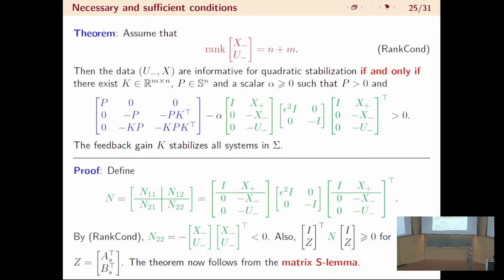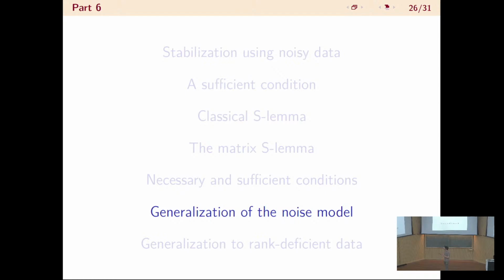But now I want to study two more generalizations of this theorem. The first one is a generalization of the noise model. So I want to generalize this assumption that the norm of W minus is less than or equal to epsilon. And the second generalization is going to be to rank deficient data. So we're not going to make this assumption on the [X minus, U minus] data. We're going to drop that, and still I want to obtain a necessary and sufficient condition for informativity for quadratic stabilization. How to do that? First, I start with this generalization of the noise model.